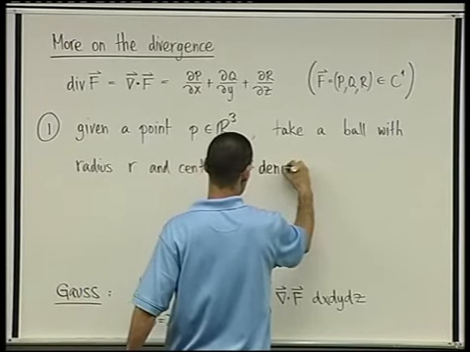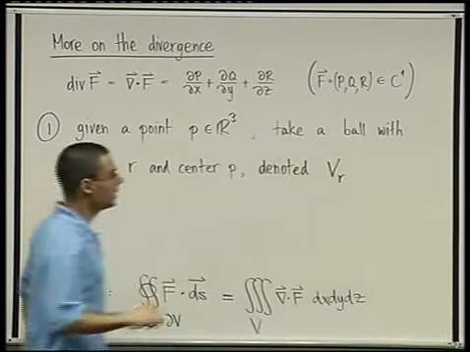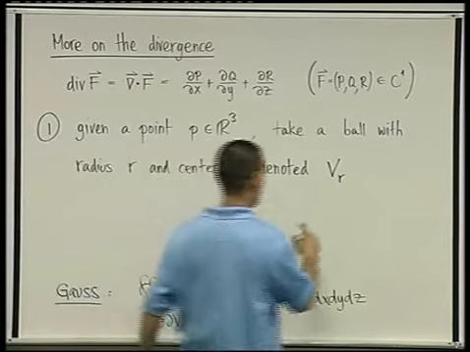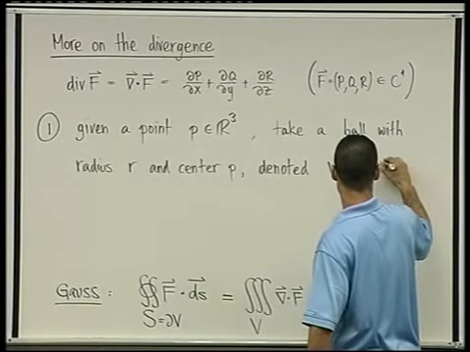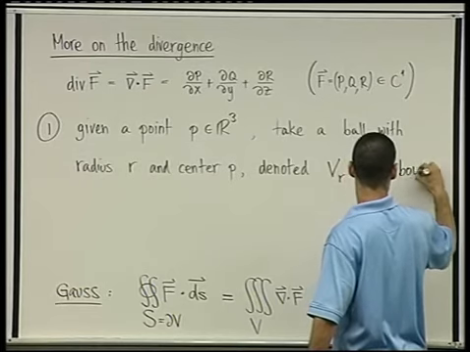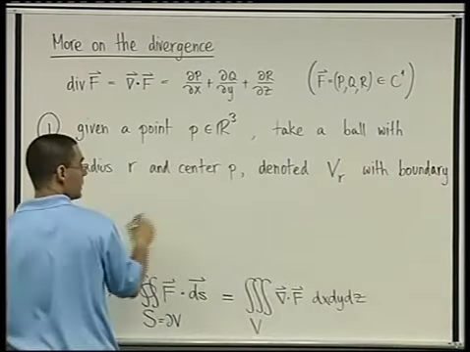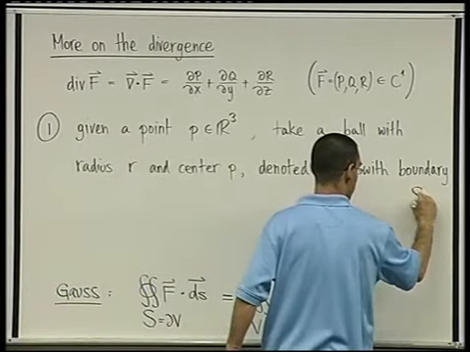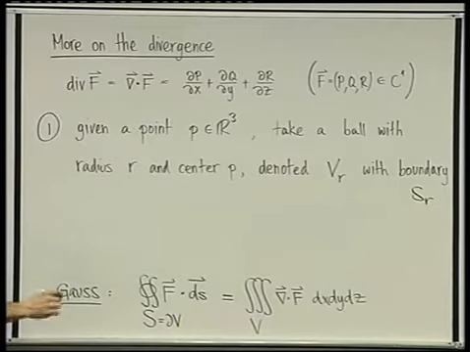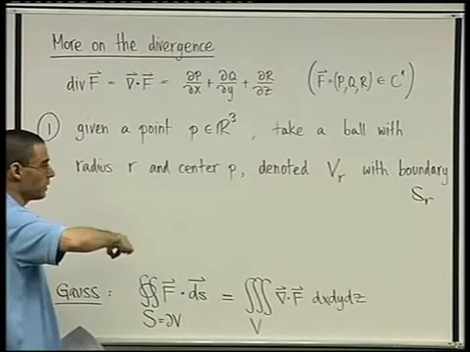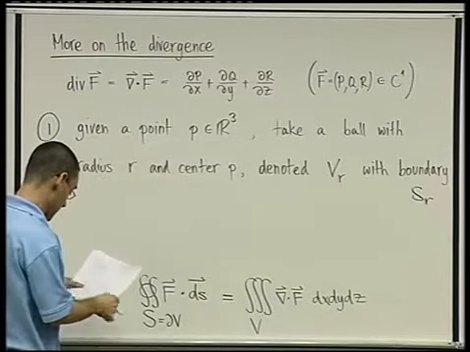denoted VR. That's going to be the ball. And the sphere, which is the boundary of this ball, let's call it SR. Okay, so VR is a ball centered at the point P with radius r, and the boundary, the sphere, is going to be called SR.